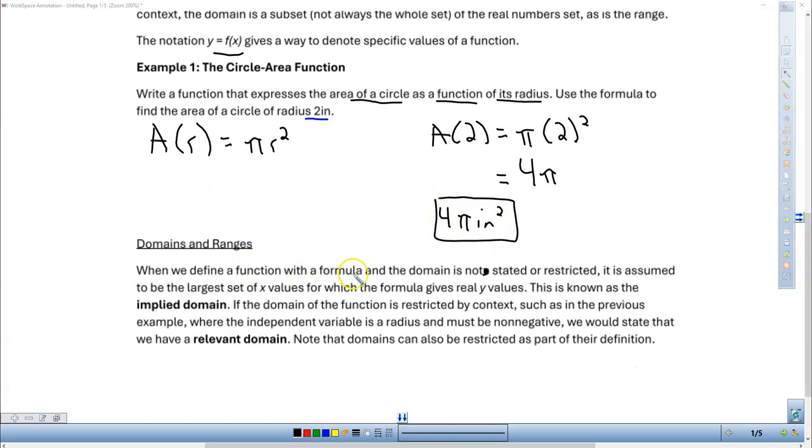When we define a function with a formula and the domain is either not stated or restricted, it's assumed to be the largest set of x values for which the formula can give us real y values. This is known as an implied domain. Now, if the domain is restricted by context, such as in the previous example, where we have a radius, and the radius is going to be non-negative, then we have what's known as a relevant domain. Note that domains can also be restricted as part of their definition. We can, for example, say it's only going to be positive integers.